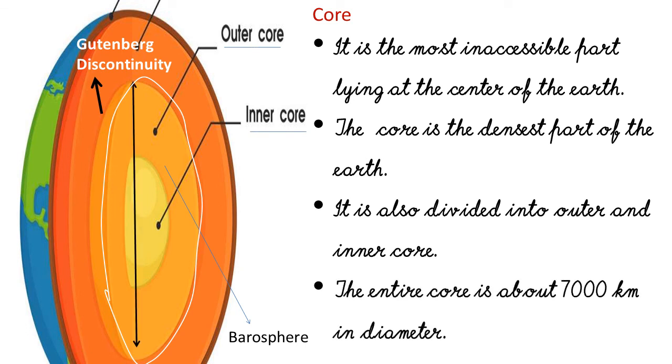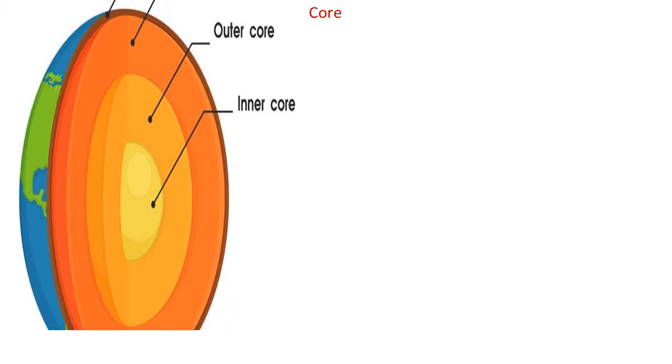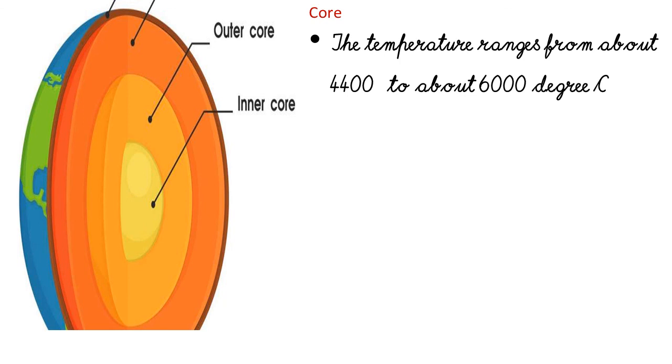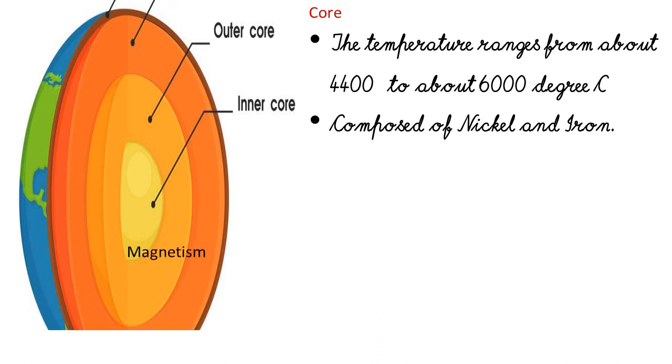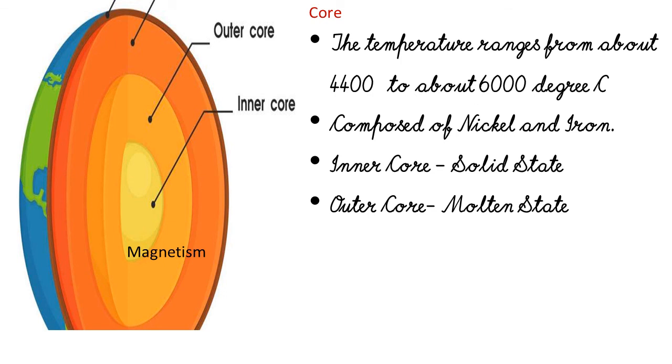The entire core is about 7000 km in diameter. The temperature ranges from about 4400 to about 6000 degrees Celsius. It is composed of nickel and iron. The presence of heavy metals and iron may be responsible for Earth's magnetism. The inner core is firm and solid due to heavy pressure, whereas the outer layer is in the molten state. The secondary waves disappear in the outer core because secondary waves do not pass through liquids.